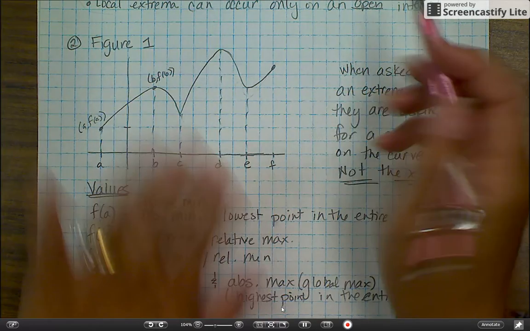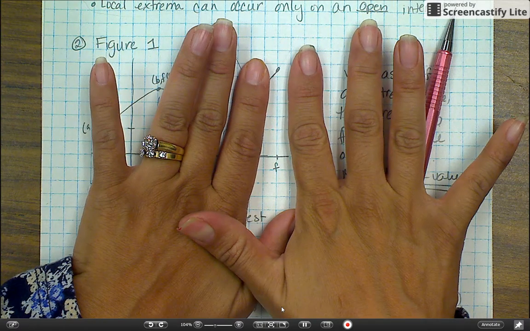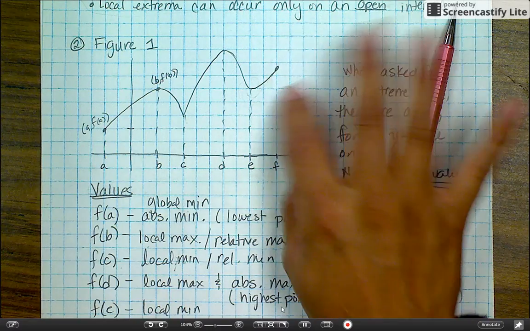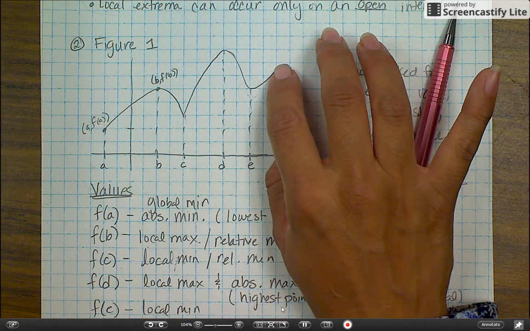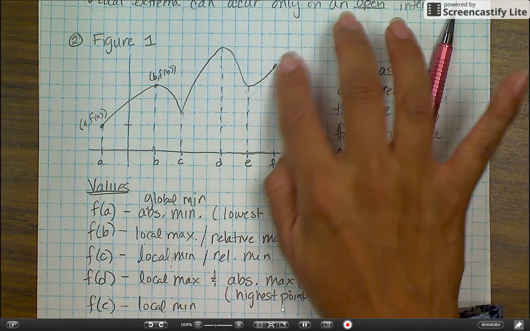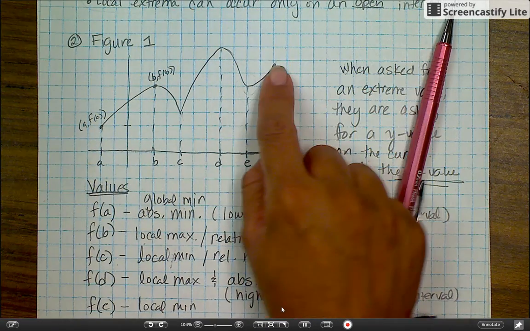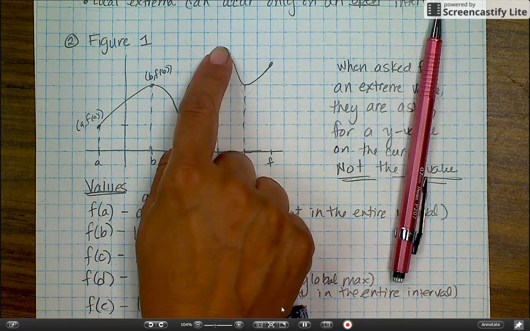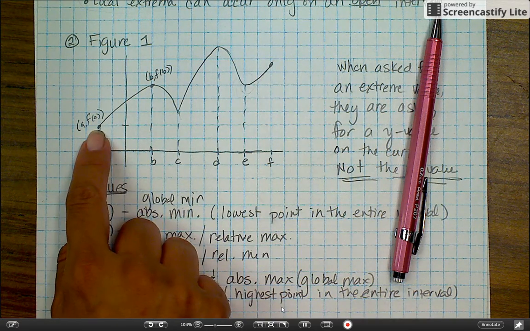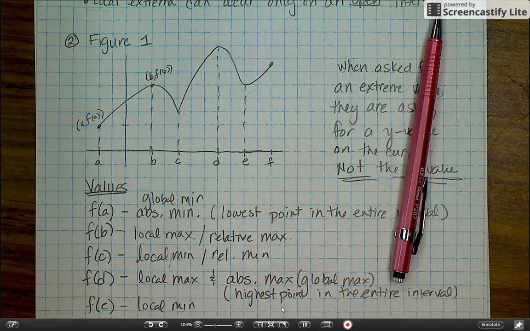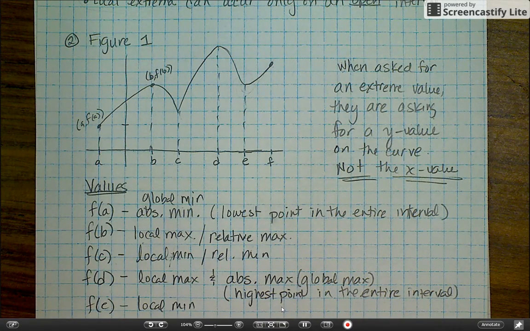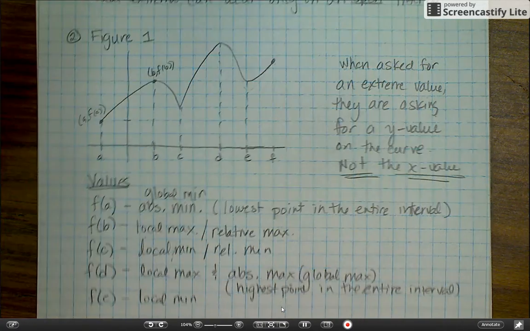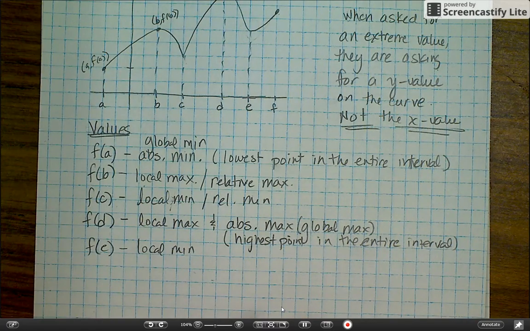Now you look at f of f, this point right here, it is not a highest value or a lowest value. We don't know what's happening on the other end of it, but we know that it is not the highest point because this one is higher, and it is not the lowest point. So there's nothing special about f of f except for the fact that this is the endpoint of our interval. Okay? So now let's talk a little bit about local extrema.